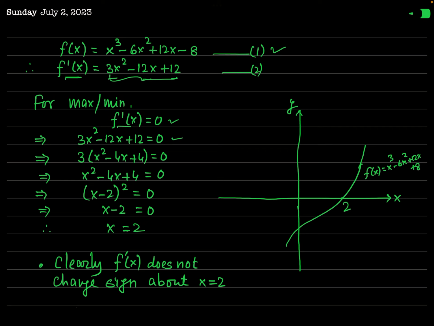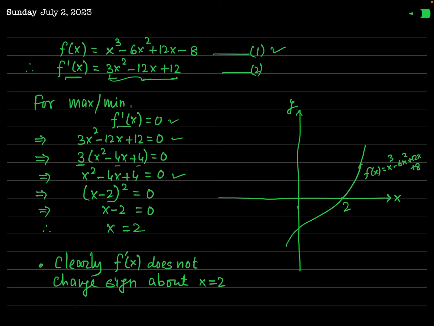Now you can take this 3 as a common factor, and the remaining terms will be x square minus 4x plus 4. Okay. Now as 3 is not equal to 0, definitely the second factor x square minus 4x plus 4 will be equal to 0. And x square minus 4x plus 4 is just equal to x minus 2 whole square. So x minus 2 whole square is equal to 0.